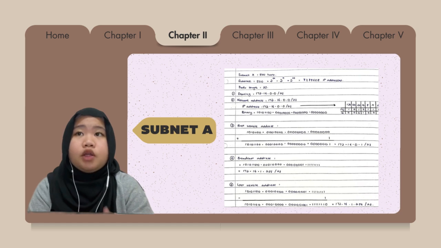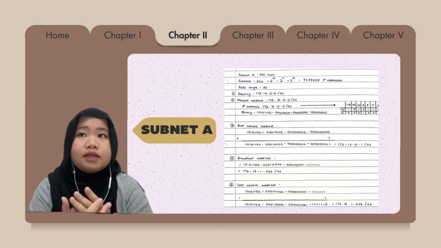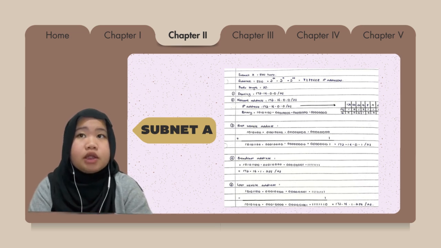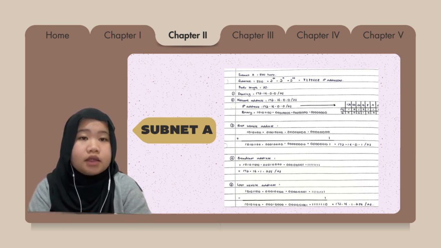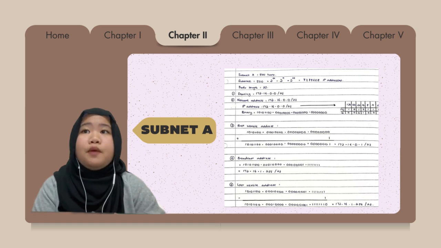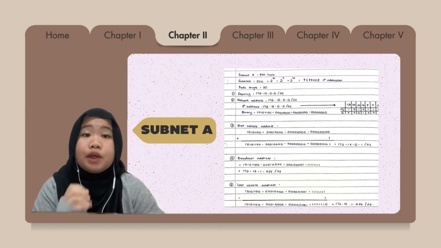So we use the formula and we will get the answer, 2 to the power of 23. And 2 to the power of 23 is equal to 8388608 IP addresses that we can form. So our prefix length for subnet A is 23.